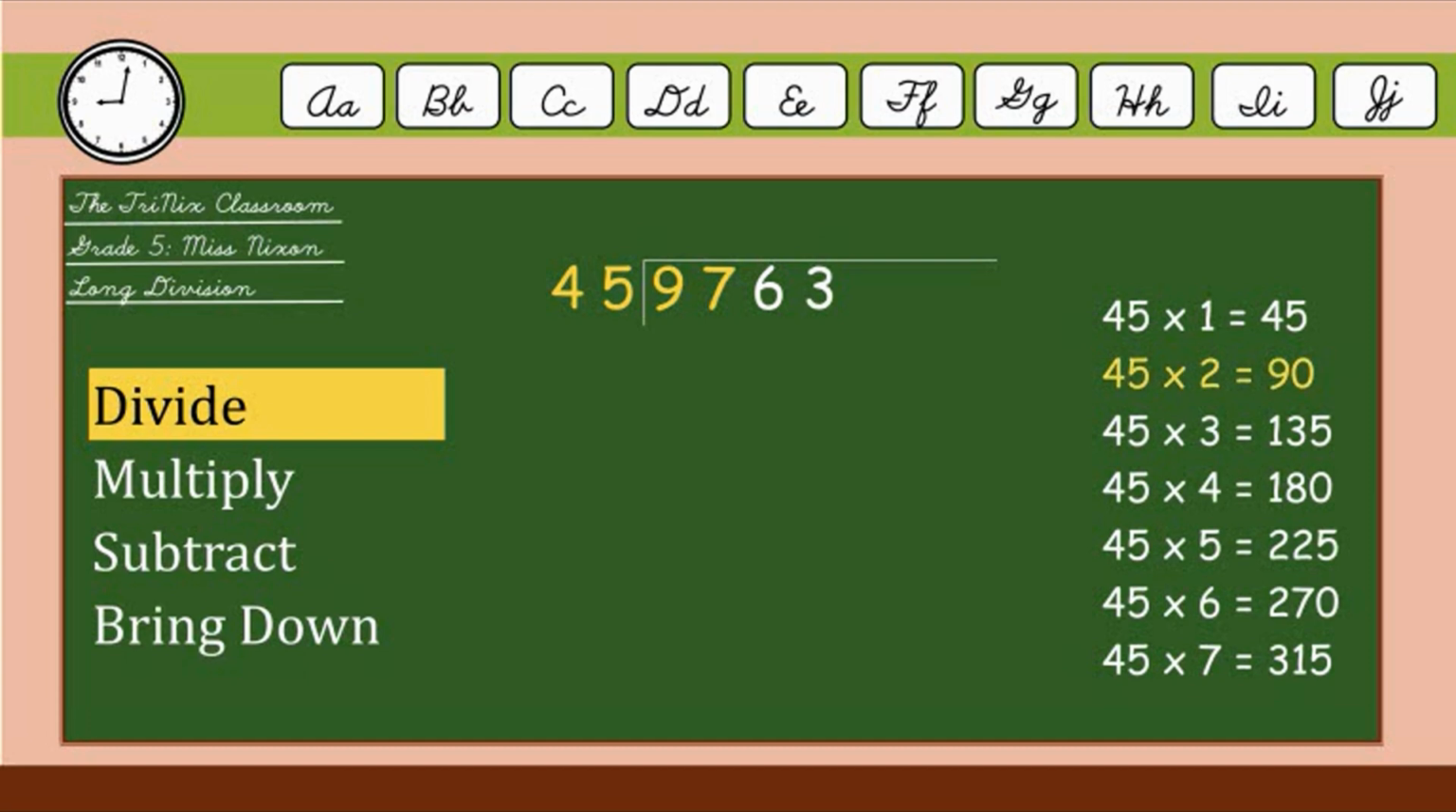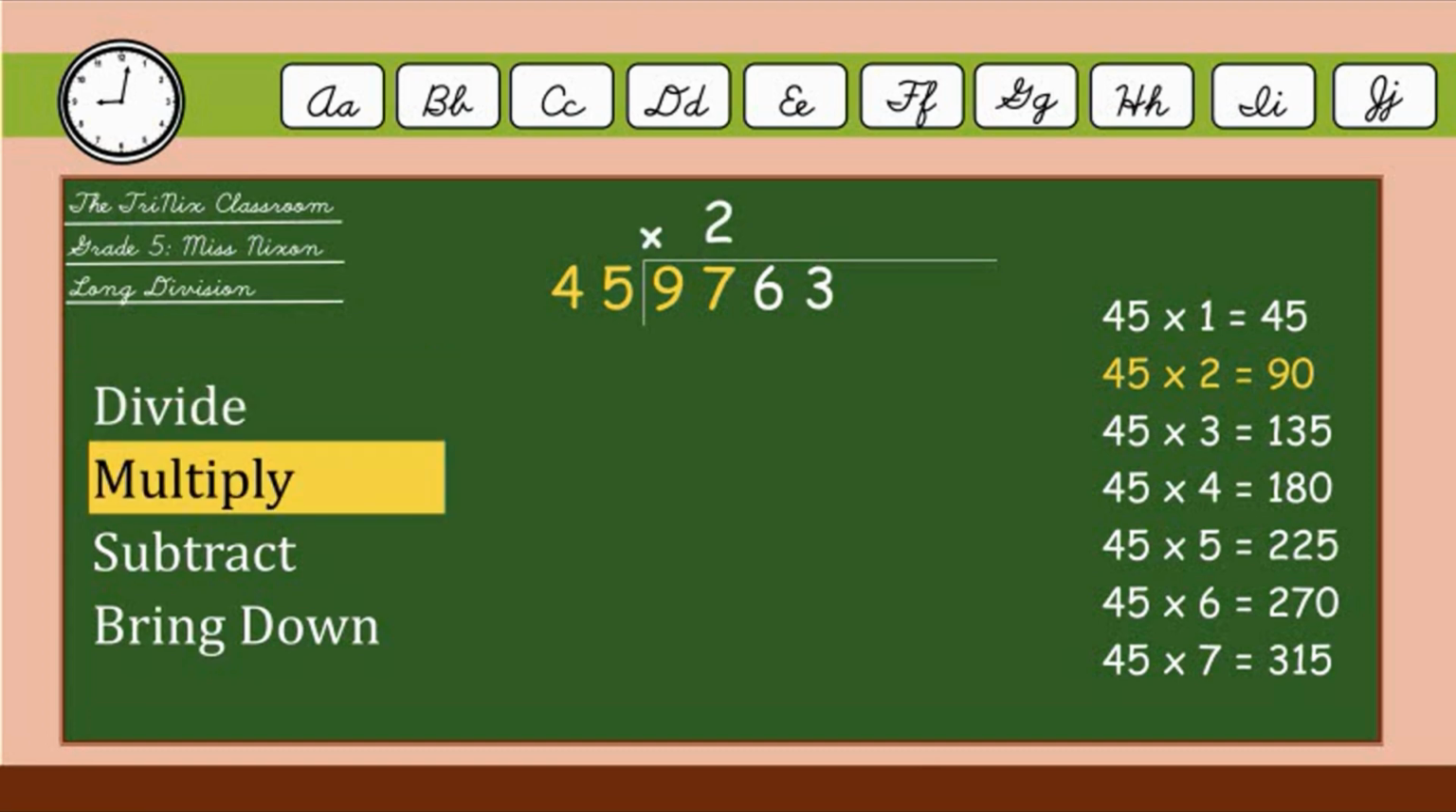45 times 2 equals 90. This means that 45 can go into 97 twice. We place 2 above our answer line and move on to the next step. Our next step is to multiply 45 by the 2 we just placed above the line. 45 times 2 gives us 90. We place 90 below the line and move on to the next step.